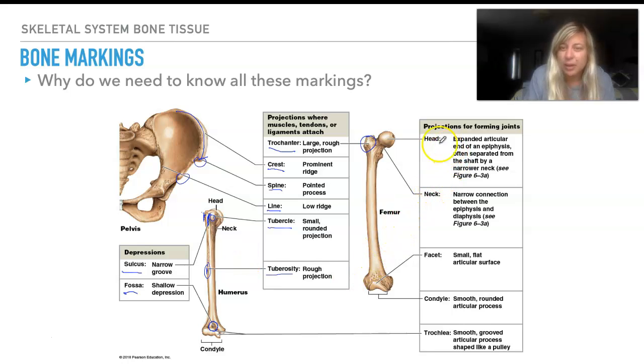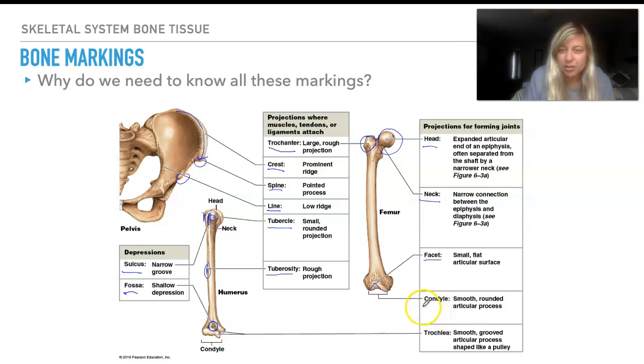We also have the head. A head is the name for a large epiphysis, the large end of a long bone that fits into like a ball and socket joint. The neck is the connection between the epiphysis and diaphysis, where it narrows there. A facet is kind of a flat area where there's an articulation, so you can see a facet here.